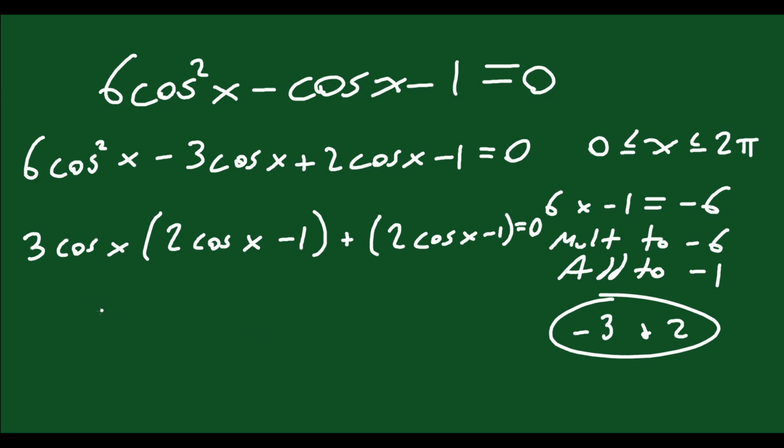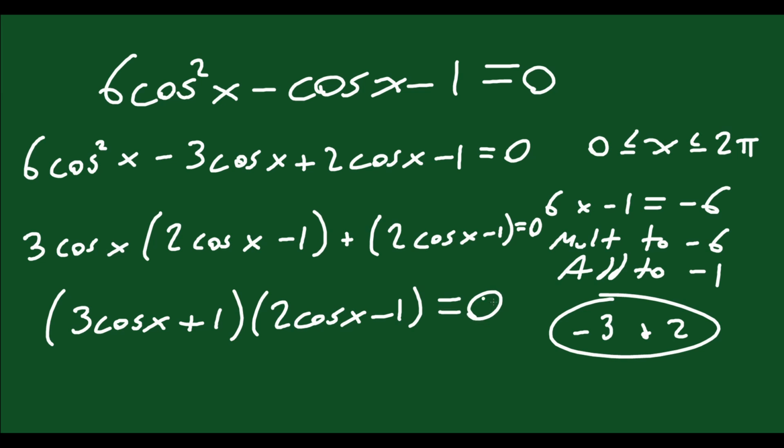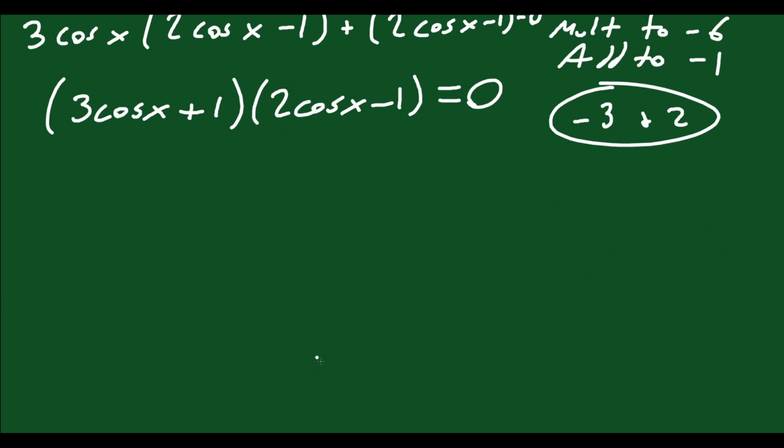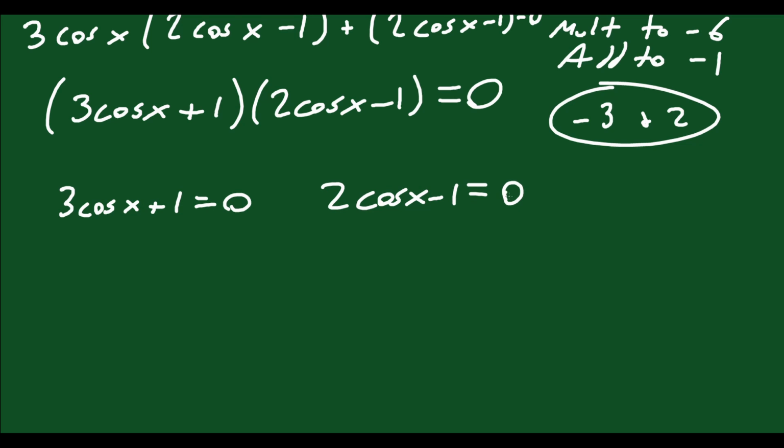Now we finish this off, you're going to get 3 cos x plus 1 times 2 cos x minus 1 is equal to 0. Now this looks a lot like the last question, and we can go ahead and solve for x. So we'll set each bracket to 0. 3 cos x plus 1 equals 0, and 2 cos x minus 1 equals 0.